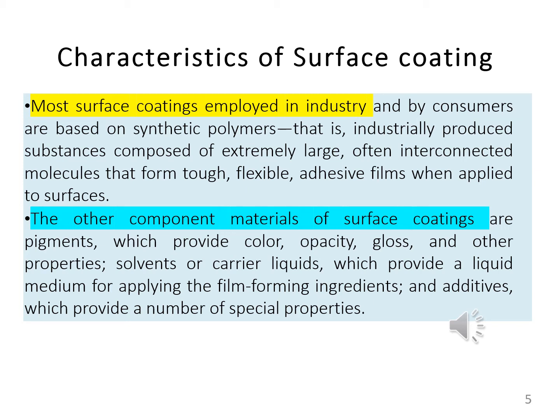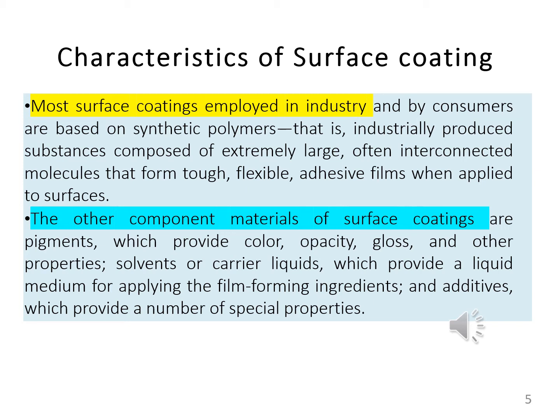The other component materials of surface coating are pigments which provide color, opacity, gloss and other properties. Solvents or carrier liquids which provide a liquid medium for applying the film forming ingredients, and additives which provide a number of special properties. So there are some other types of substances which are added in the surface coating.